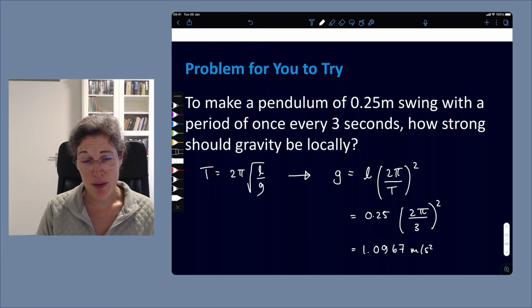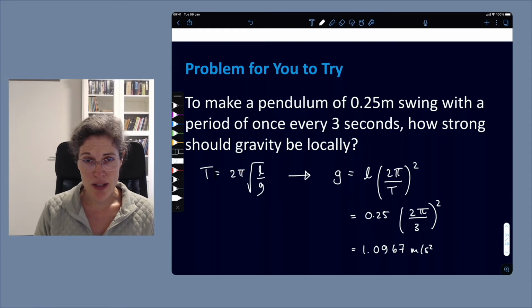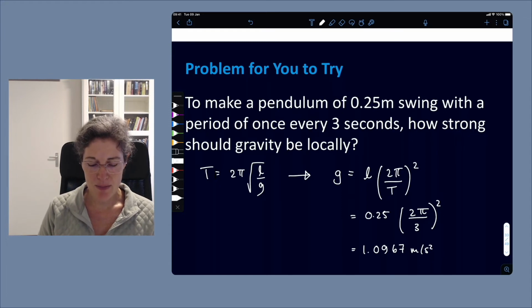So the planet where this is the case is a planet which has very low gravity, because we know that our Earth gravity is around 9.8 meters per second squared. Okay.